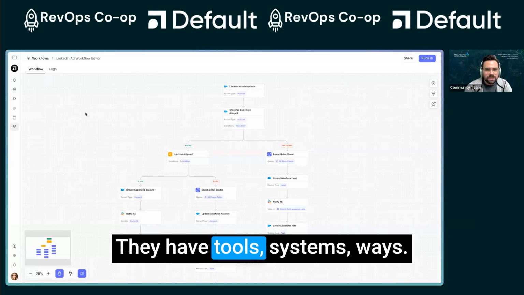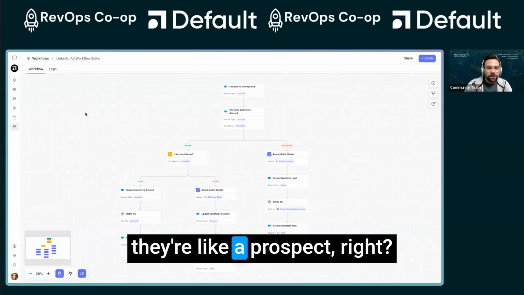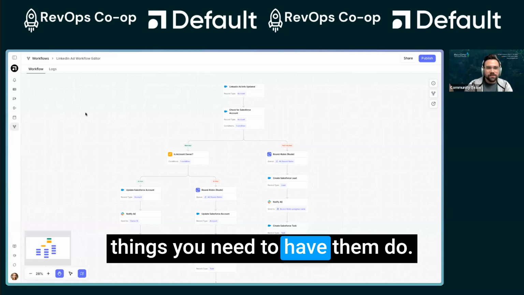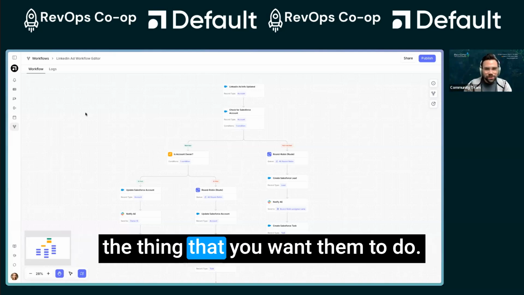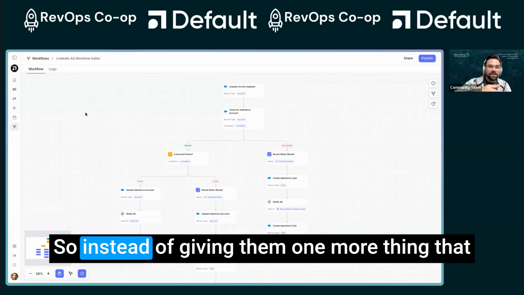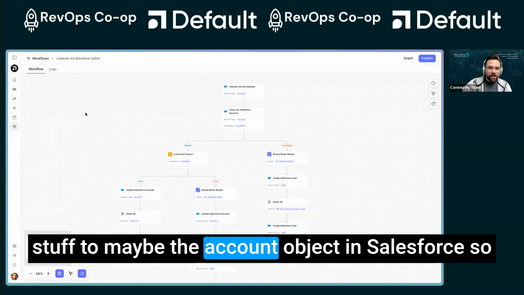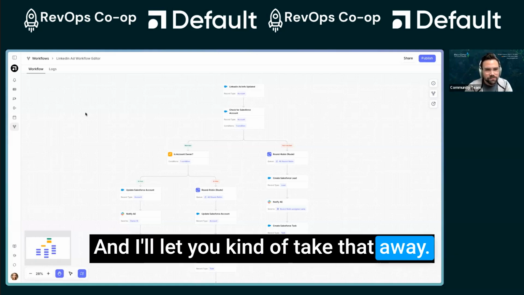They have tools, systems, ways that they work. Your goal, they're like a prospect, right? The less friction, the less things you need to have them do, the more chances are that they'll complete the thing that you want them to do. So instead of giving them one more thing that they should look at, figure out how you can push stuff to maybe the account object in Salesforce so that everything is in one particular spot for them. And I'll let you take that away.